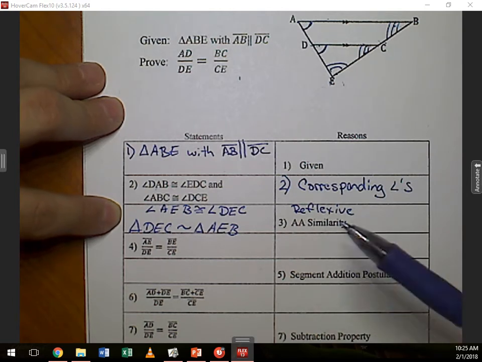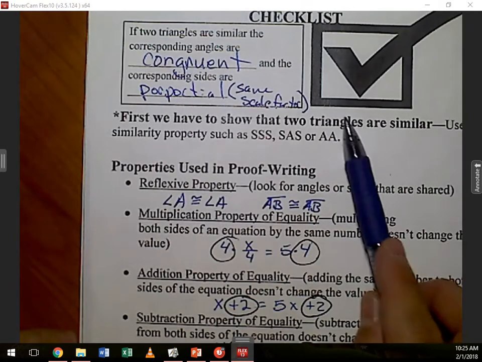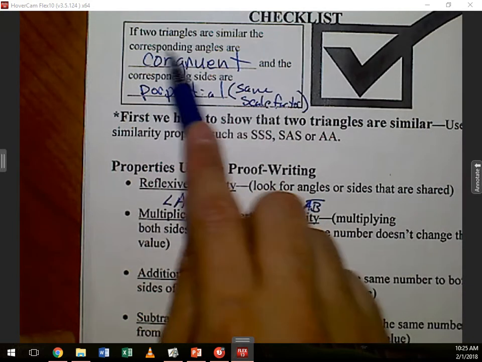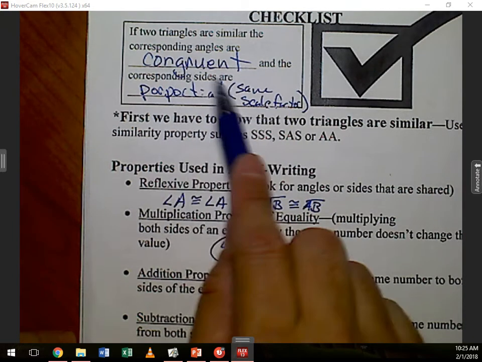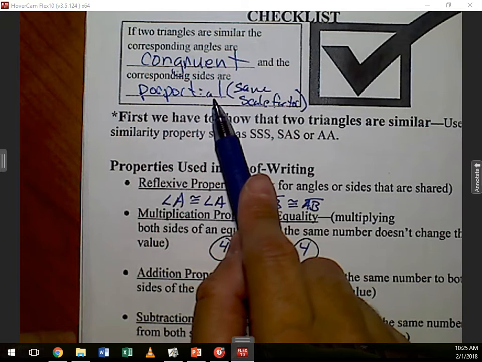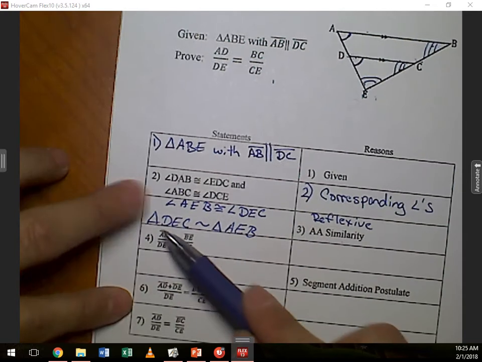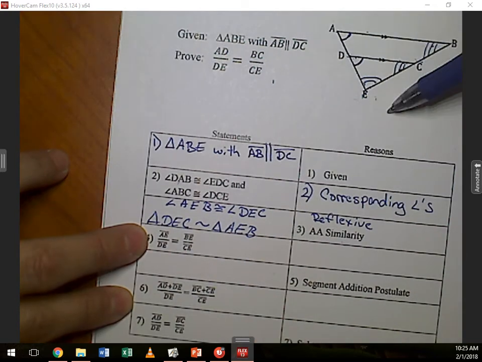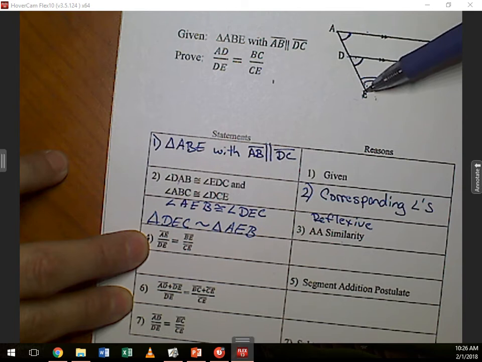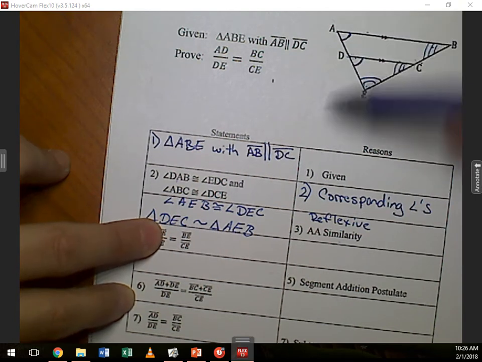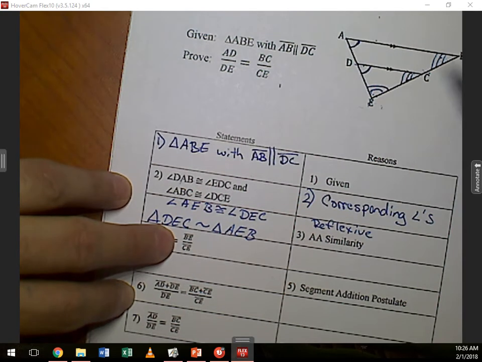So if they're similar to each other, let's look at this checklist. If they're similar to each other, then we know that the corresponding angles are congruent and the sides are proportional. Very good. The sides are going to be proportional. So I have that AE goes with DE, right? So it's the big one over the little one equals my other side, which is BE over CE. So big one over little one.